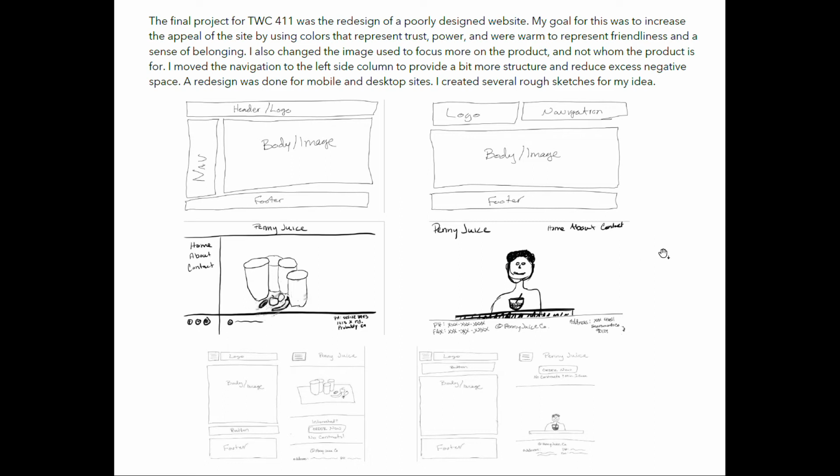And then I made these sketches, and the idea behind the sketches was how was I going to place this information for it to appeal to the user the best. Where were they going to be able to see that information the best? And I felt like what I had on the left for both the desktop and the mobile were going to appeal more to the viewer than the ones on the right.